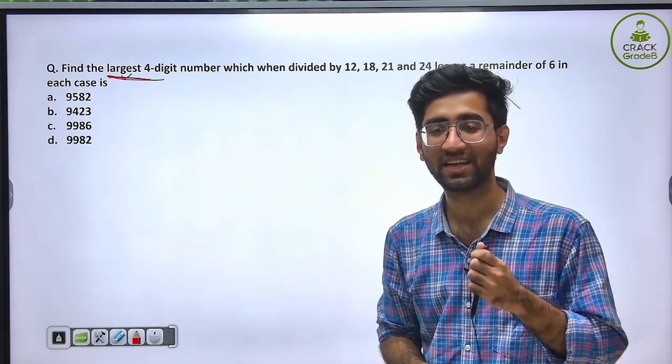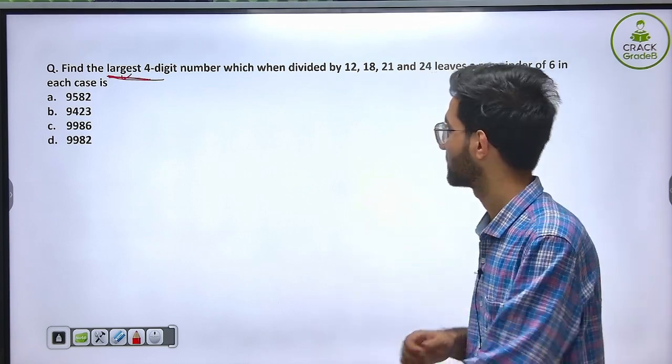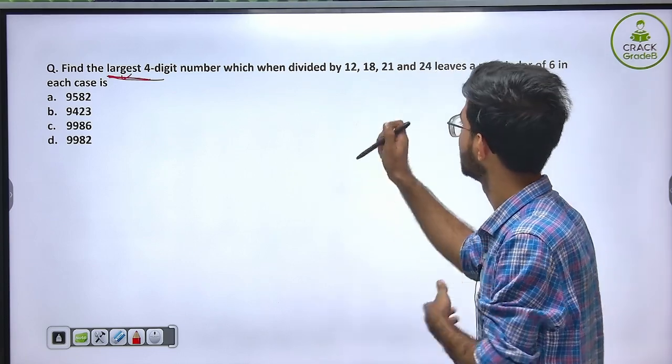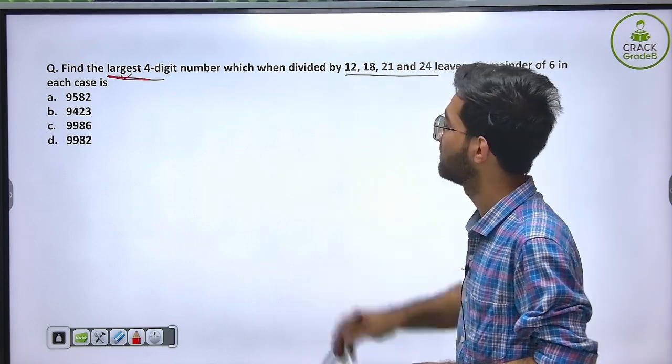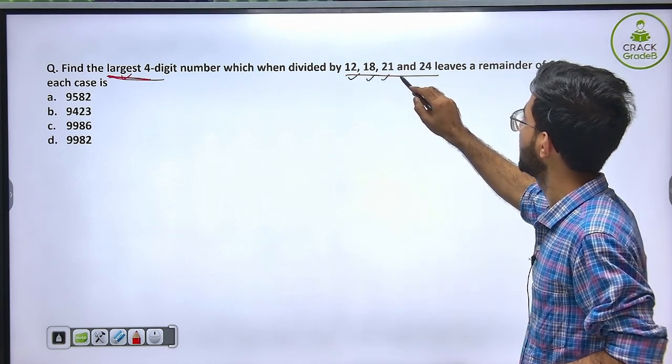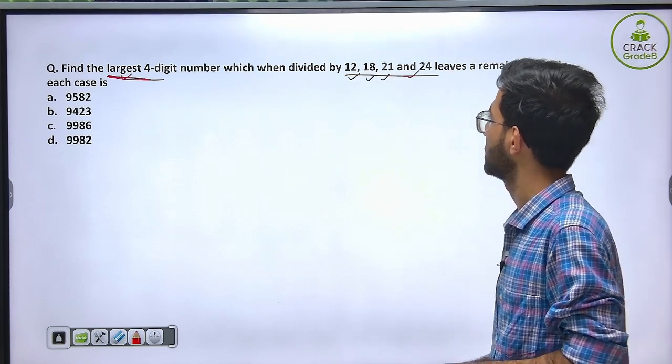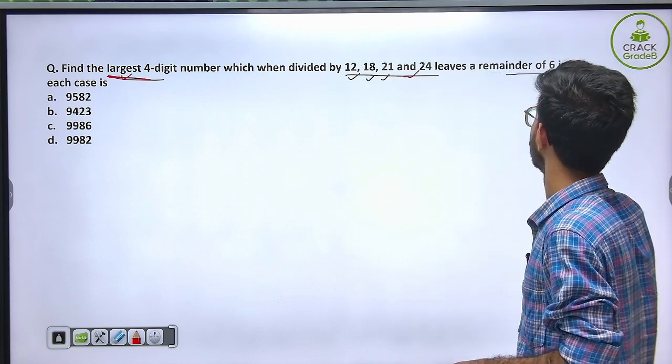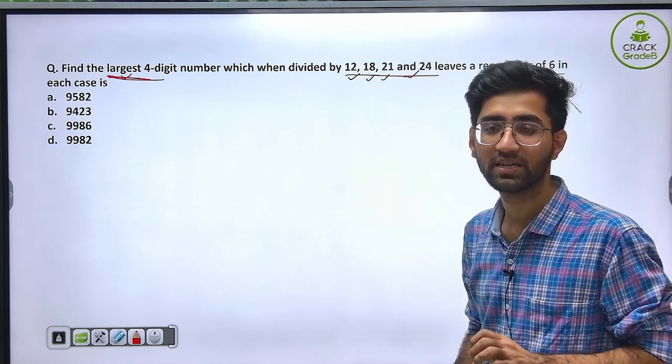But okay, let us learn about the basic approach. If it has said that you have to find the largest 4-digit number, and if you divide that number by 12, 18, 21 and 24, you should get a remainder of 6 in each case.